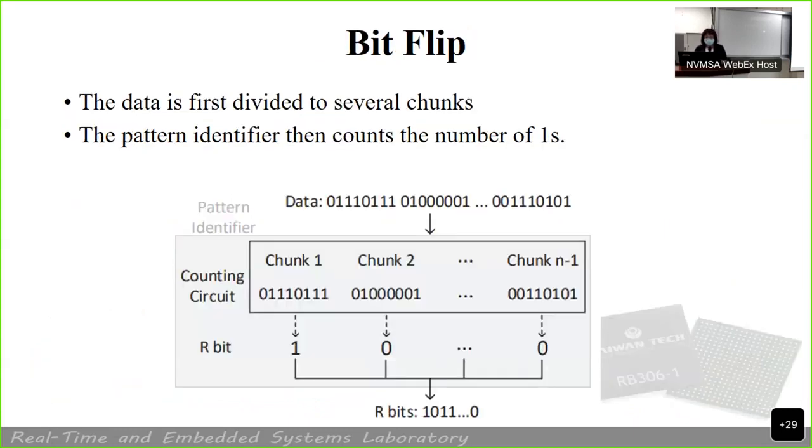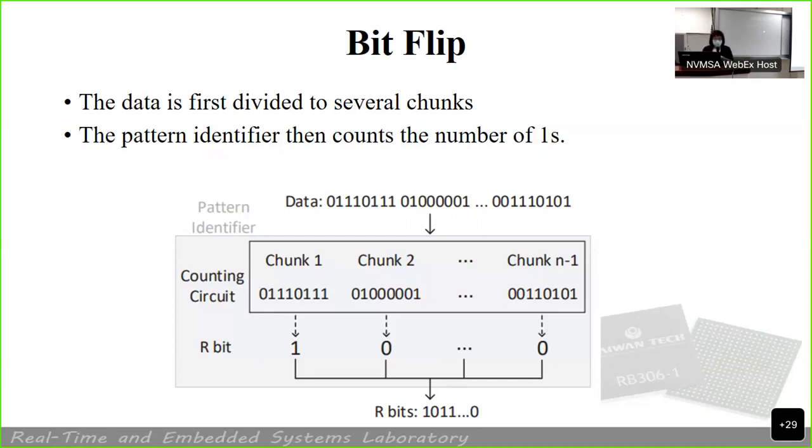Then we are going to introduce the steps of Nimble mapping. To asymmetrically encode the written data, we designed the pattern identifier and the scrambler to process every chunk. The figure illustrates the data flow of the pattern identifier. The data is first divided into several chunks according to the data size and the chunk size. The counting circuit in the pattern identifier then counts the number of 1s. If the ratio of 1 is more than half, the R bit is set to 1. Otherwise, the R bit is set to 0. Once the pattern of the written data is identified, the R bit is sent to the scrambler.